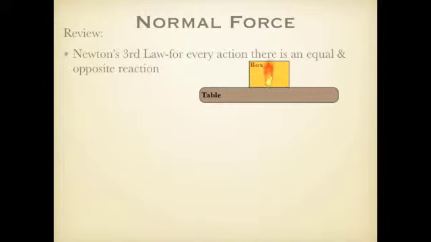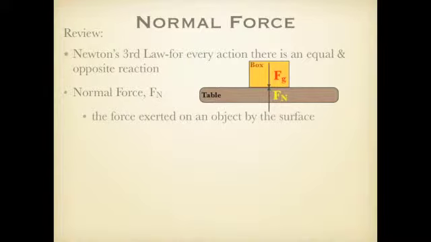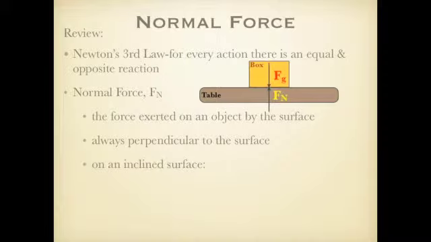We know that the box is being pulled down by gravity, so it pushes on the table with the force of gravity. Newton's third law tells us the table has to push back on the box with an equal and opposite force, and this force is called the normal force. The normal force is the force exerted on an object by the surface. The normal force is always perpendicular to the surface since it is provided by the surface.